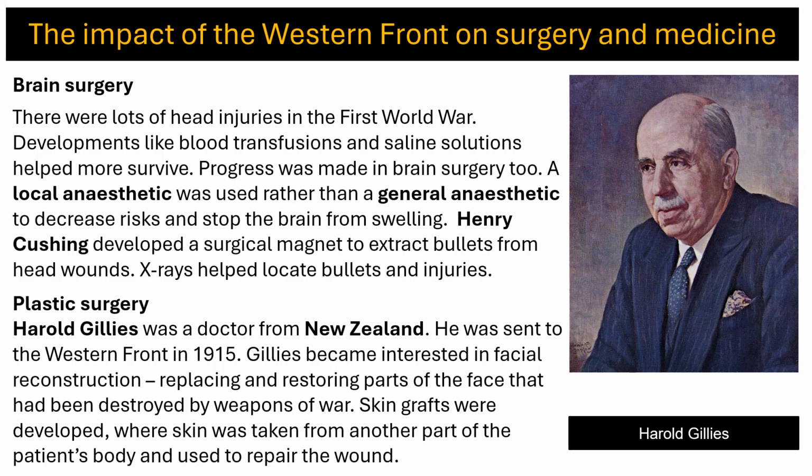Now, there were lots of head injuries in the First World War, so developments like blood transfusions and saline solutions had helped more people survive. And progress was made in brain surgery too. A local anaesthetic was used rather than a general anaesthetic to decrease risks and stop the brain from swelling. Now, Henry Cushing developed a surgical magnet to extract bullets from head wounds. And X-rays also helped locate where the bullets were and also locate where injuries were within the brain.